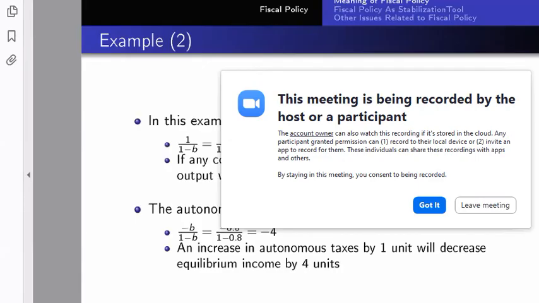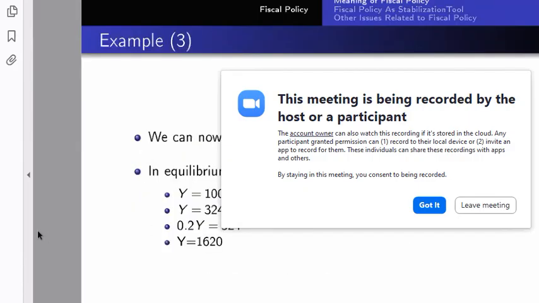Okay. So now let's move on. We know how to get the multipliers. We will play around with this multiplier a lot. So now let's move on to how to calculate the national income.